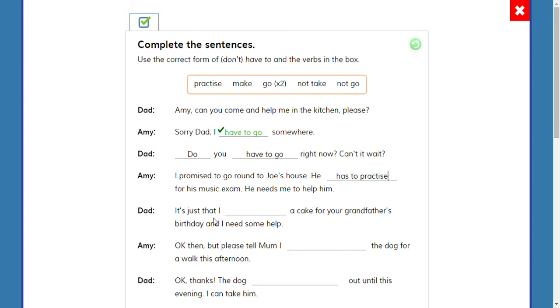Perfect. It's just that, of course, I have to make a cake for grandmother's birthday, or grandfather's birthday, and I need some help.